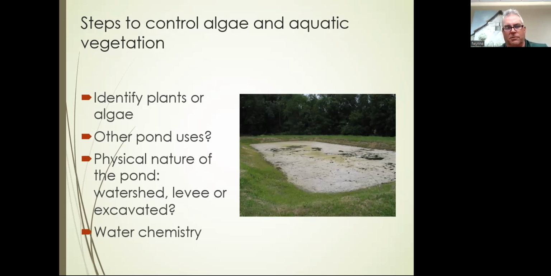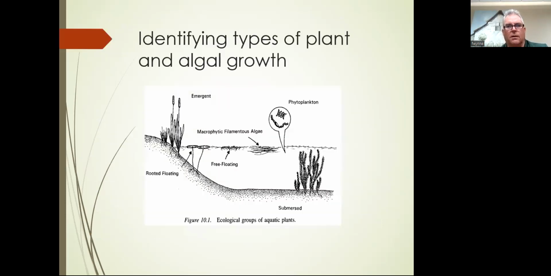So again, I've already talked about other pond uses. We want to consider those. What's going on with your pond? Is it just recreational, or is the water being used for even domestic use or livestock use or irrigation, whatever's going on? And to some extent, we do need to know the water chemistry. I just mentioned that with regard to liming and testing total alkalinity, or the buffering capacity of the water. That is to buffer acids. So when we're identifying types of plants and algal growth, we've come up with these fictitious groupings to help us categorize what we're looking at.